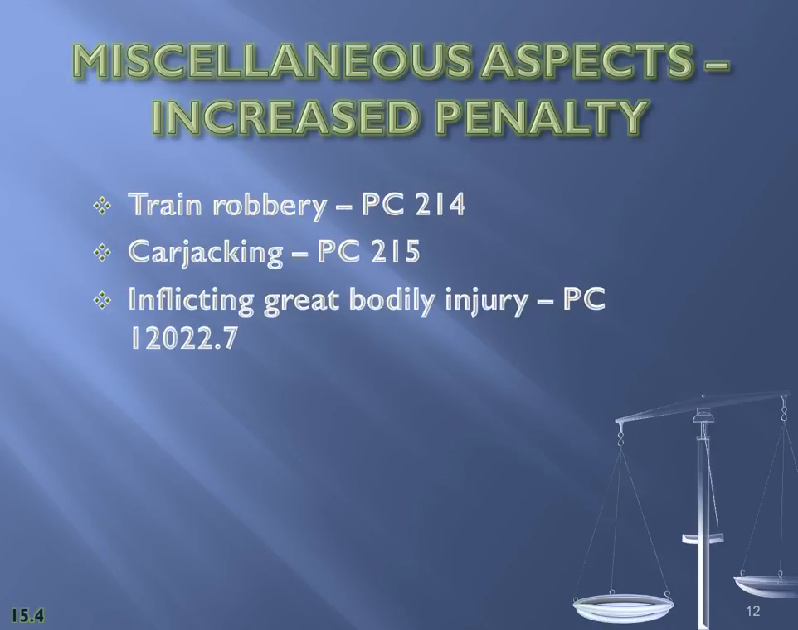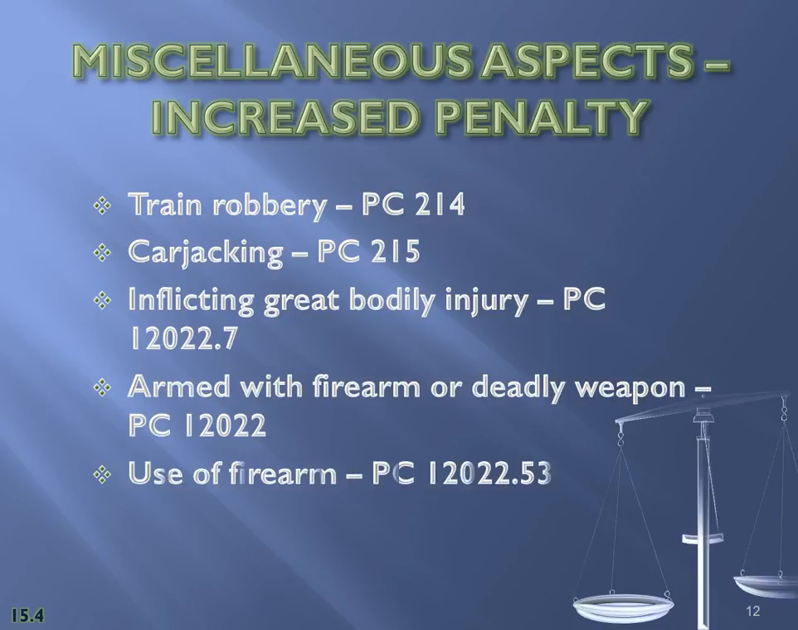So a couple of miscellaneous sections that are in there, and I'll leave these for you to kind of look at. So if you look at pages 234 and 235, you will see things like train robbery. Carjacking has its own separate section involving a vehicle. Inflicting great bodily injury, armed with a firearm or deadly weapon, use of a firearm. So some of these are, like they say, enhancements. The sections are quite a bit more severe for train robbery and carjacking and inflicting bodily injury and armed with a firearm. So there are other things that will increase.